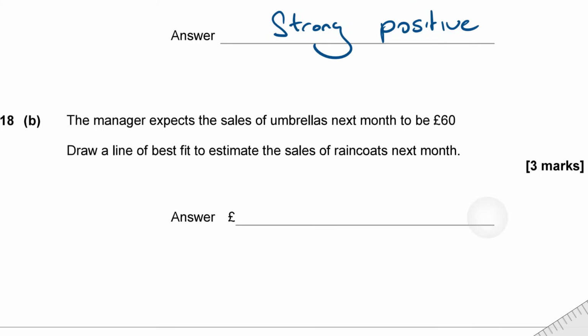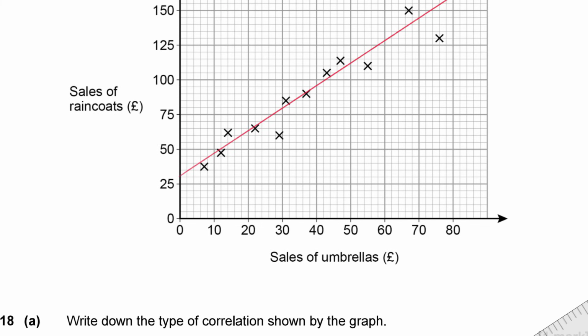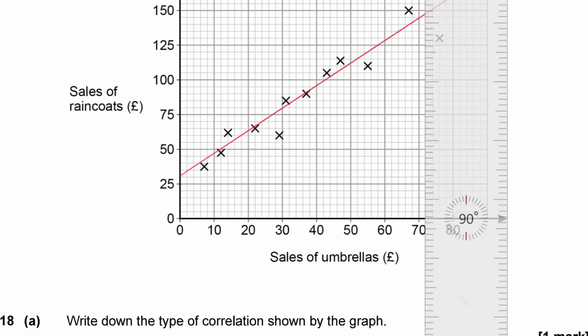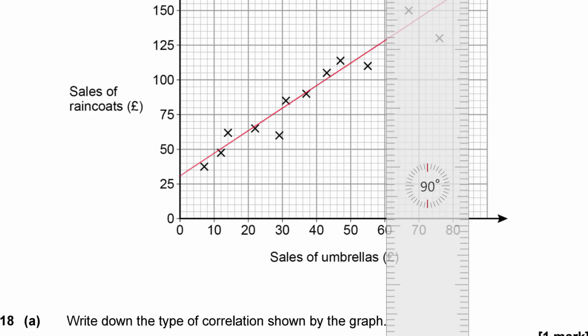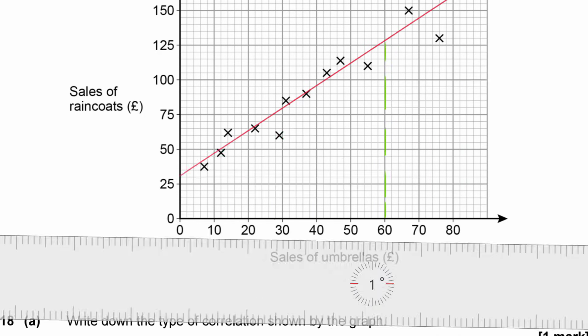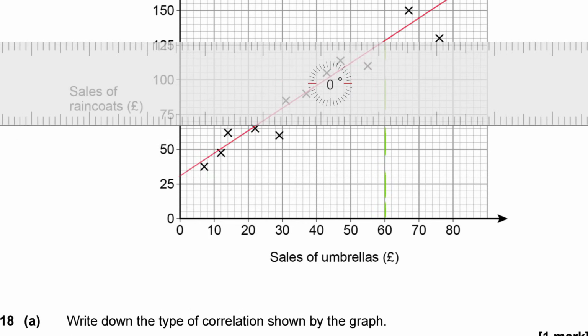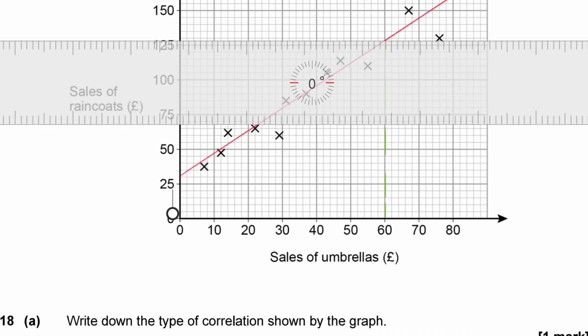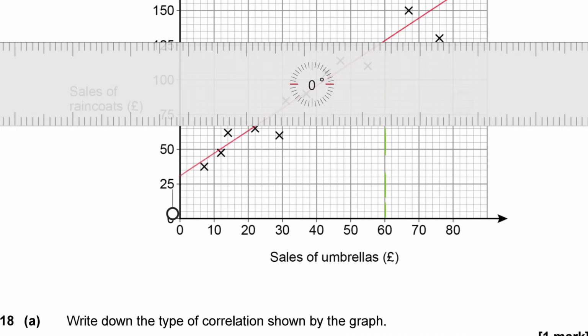Then I'm going to estimate the sales of raincoats next month when the sale of umbrellas is going to be 60. So I'm going to look up from 60 umbrellas, or £60 worth of umbrellas. Read up to my graph, and then change direction, and read across to my raincoat line. It's about there, isn't it?